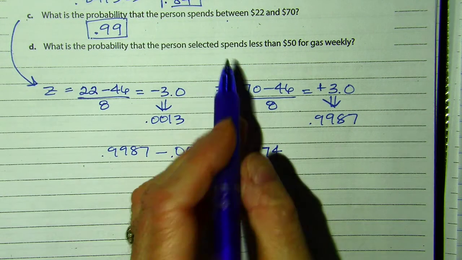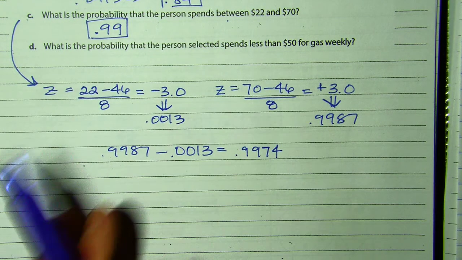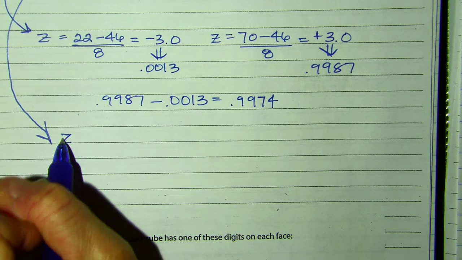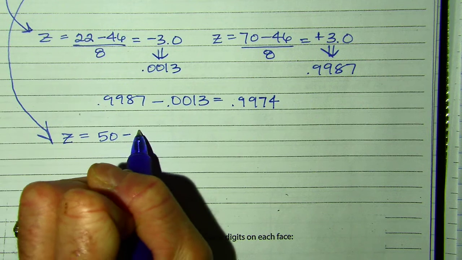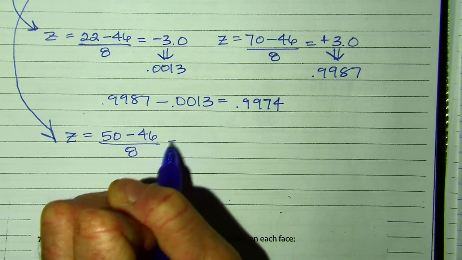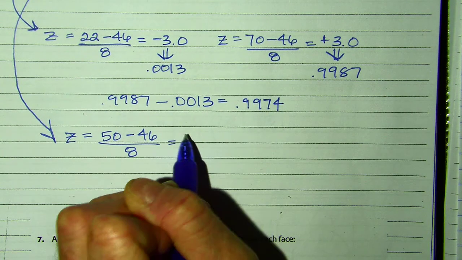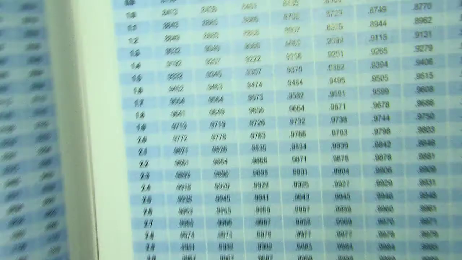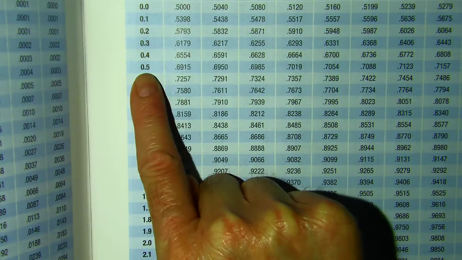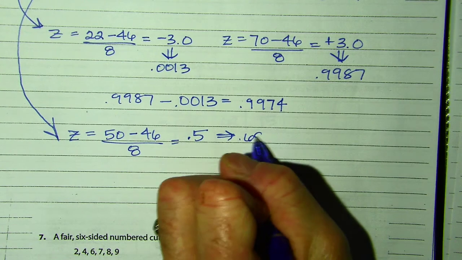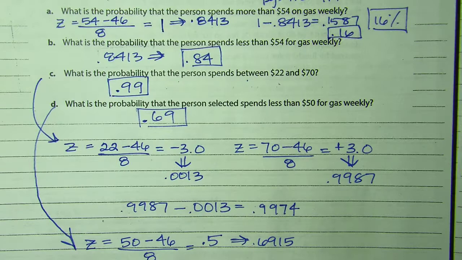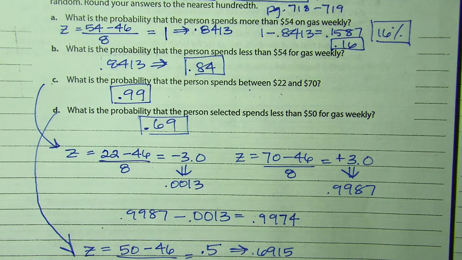What is the probability someone spends less than 50? So I'm going to do that here. So z-score: 50 minus our mean divided by 8 gave me 0.5 or 1/2. So looking up the table, 0.5 is here at 0.6915. So that would be 0.69. So there are the answers there.